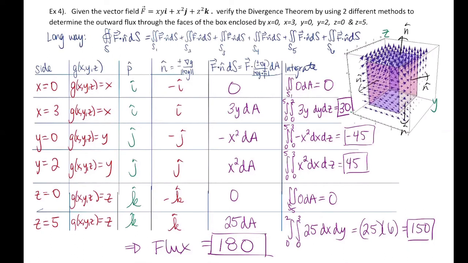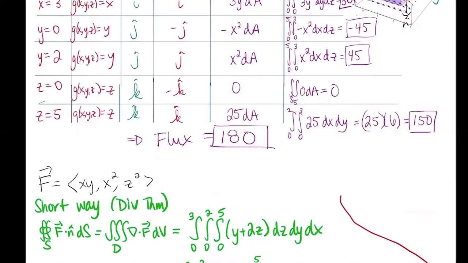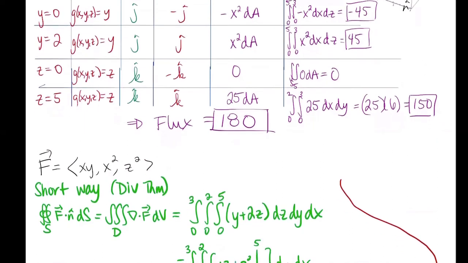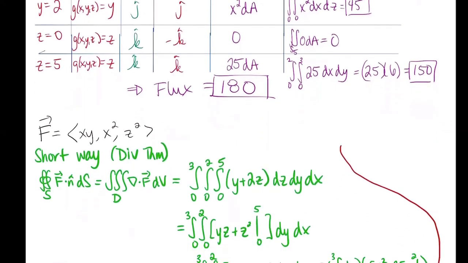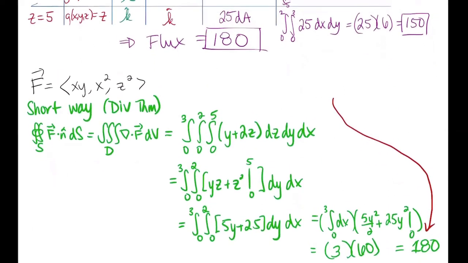So let's find the divergence. I'm rewriting our vector field down here. For the divergence, I'm taking the partial of this with respect to x, which is just y, plus the partial of this with respect to y, which is 0, plus the partial of this with respect to z, which is 2z, and I'm integrating over the entire box. And so I just get a pretty basic triple integral that gets me to the same outward flux.